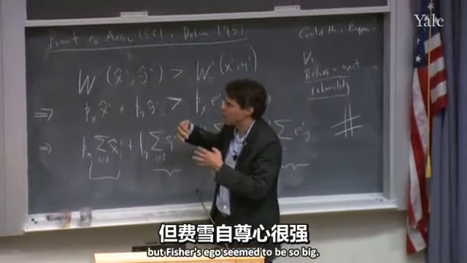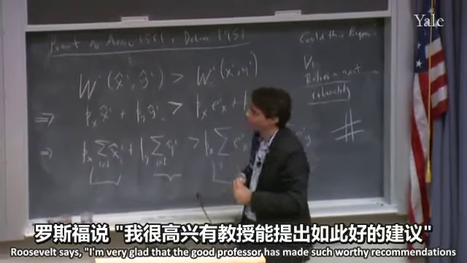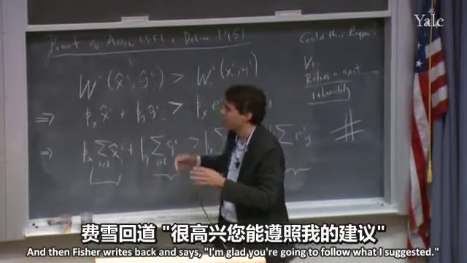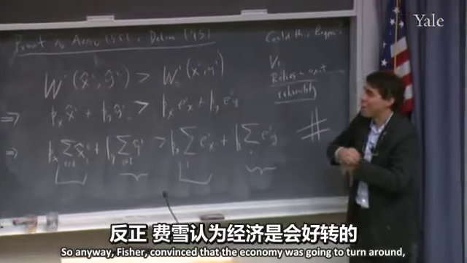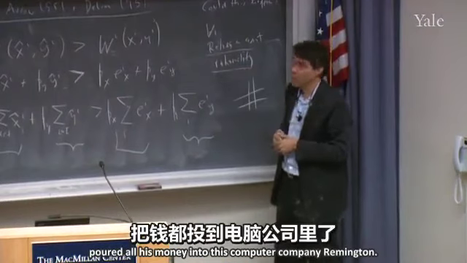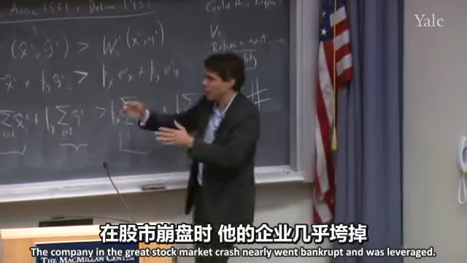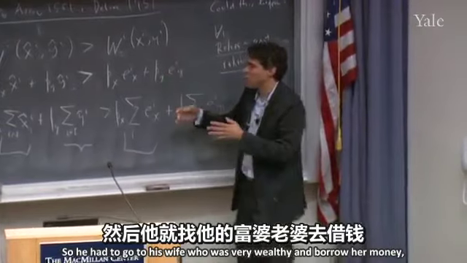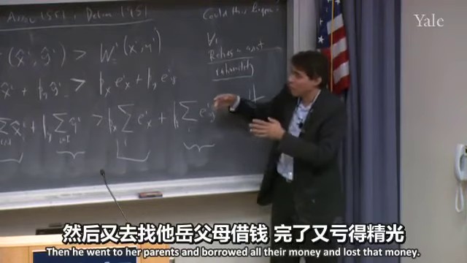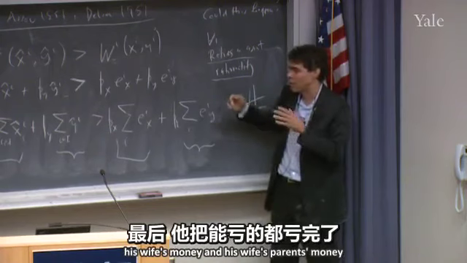But Fisher's ego seemed to be so big that Roosevelt says, I'm very glad that the good professor has made such worthy recommendations and will certainly take them seriously. And then Fisher writes back and says, I'm glad you're going to follow what I suggested. And so anyway, Fisher, convinced that the economy was going to turn around, poured all his money into this computer company, Remington. The company in the great stock market crash nearly went bankrupt and was leveraged. So he had to go to his wife, who was very wealthy, and borrow her money, and they lost that money. Then he went to her parents and borrowed all their money and lost that money. And finally, he'd lost everything of his own money, his wife's money, and his wife's parents' money.